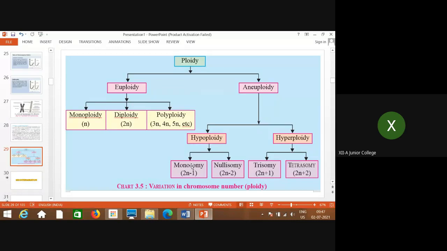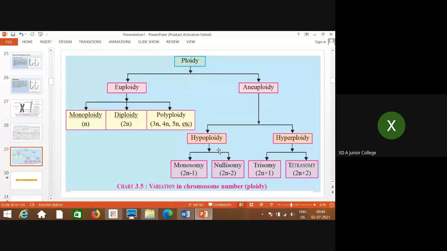Then hypoploidy can be monosomy, where mono means single, one chromosome less than normal. Nullisomy is 2n minus 2. Trisomy is 2n plus 1, and trisomy is an example of hyperploidy, and tetrasomy is 2n plus 2. So these are the examples of hyperploidy and hypoploidy.